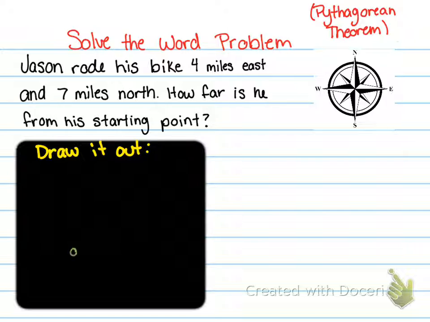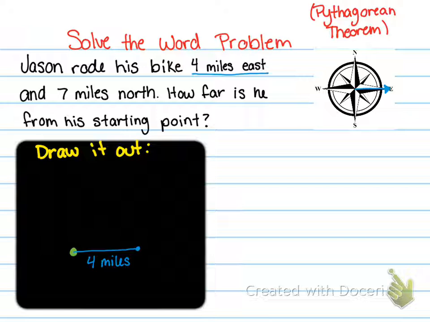So we're going to say Jason starts right here. This is his starting point. Let's say it's his house, whatever you want to say. Then we're going to figure out exactly how he rode. We're going to trace his steps. Jason rode his bike 4 miles east. Now if you look at this compass over here, east is to the right. So that means that we're going to go to the right from his starting point 4 miles. So draw a line, and I'm going to label it 4 miles.